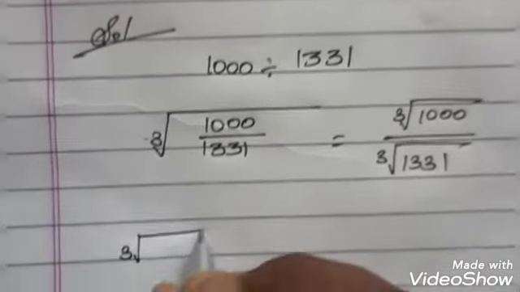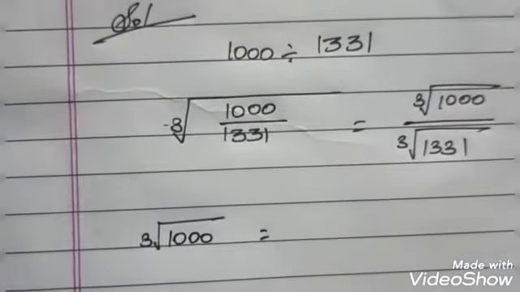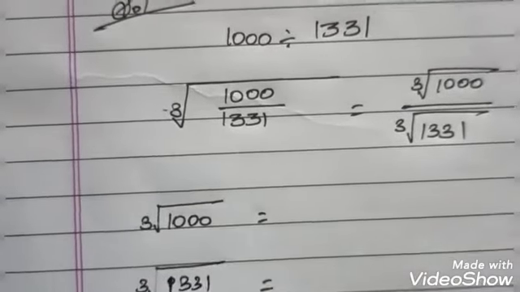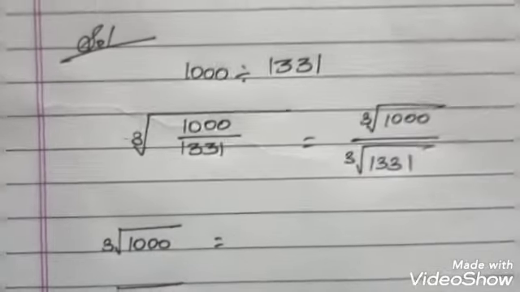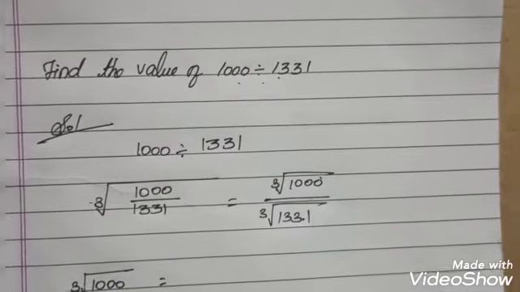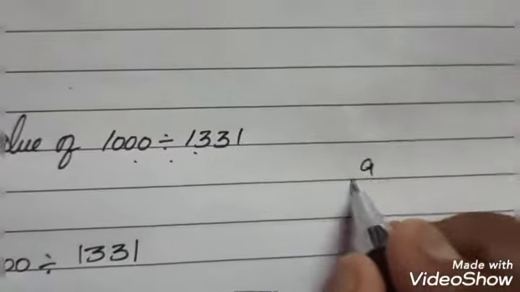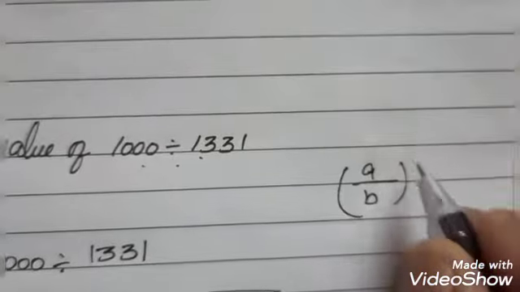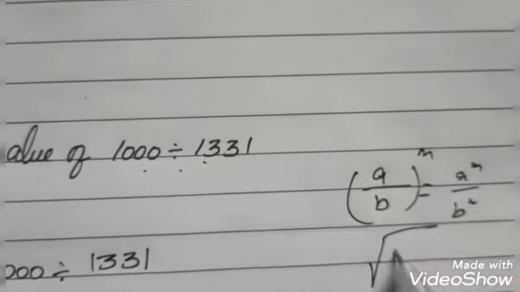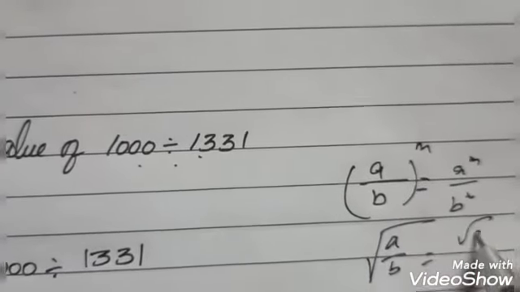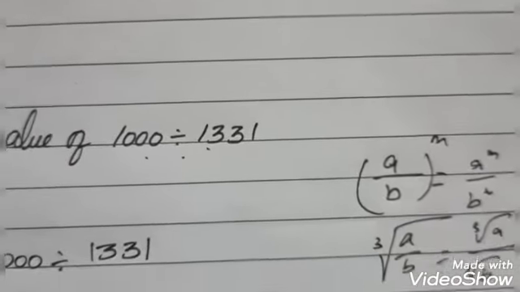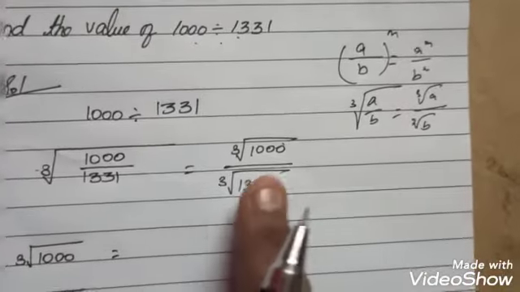Okay, so the cube root of 1000 you need to find the value, and next the cube root of 1331 you need to write the answer. Here you can see how we split this by using exponents and powers. Last time you learned about exponents and powers. So (a by b) whole power m, how can it be written? a power m divided by b power m. The same way, square root of a by b, how is it written? Root a divided by root b. So whether it is square root or cube root, it can be split like this. So by using this method we have to do it like this.